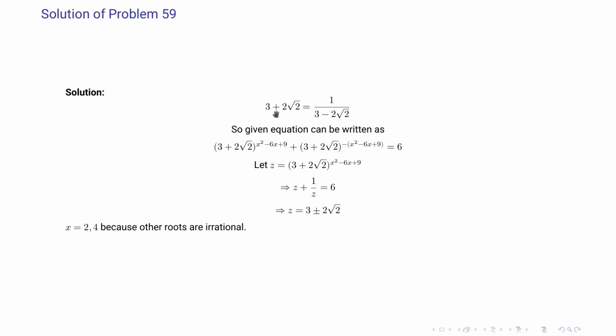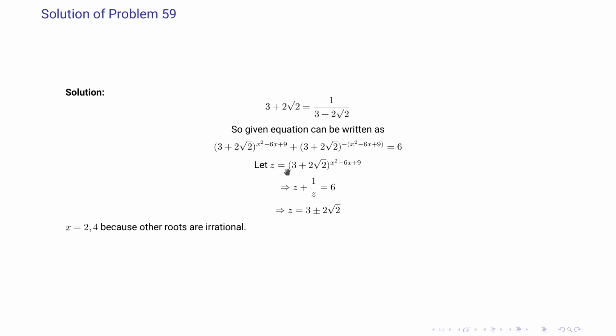Problem 59 says that 3 plus 2 square root of 2 whole to the power x square minus 6x plus 9 plus 3 minus 2 square root of 2 whole to the power x square minus 6x plus 9 is equal to 6. So in this case, we observe that 3 minus 2 square root of 2 is equal to 1 by 3 plus 2 square root of 2. So we rewrite the given equation as 3 plus 2 square root of 2 to the power x square minus 6x plus 9. And the second term, we also make that 3 plus 2 square root of 2. And the power will be negative of the previous value, that is minus x square minus 6x plus 9 is equal to 6.